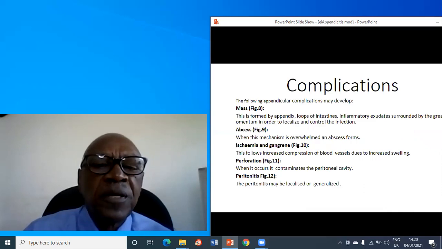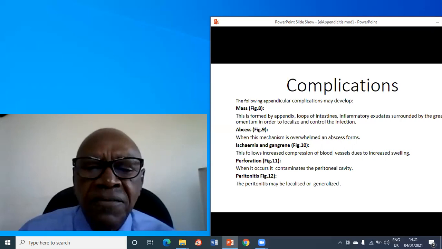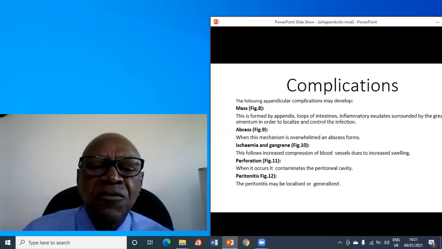The common complications. The following appendicular complications may develop. Mass. This is formed by the appendix, loops of intestines, inflammatory exudates surrounded by the great omentum in order to localize and control the infection. Abscess. When the above mechanism has failed, an abscess forms.